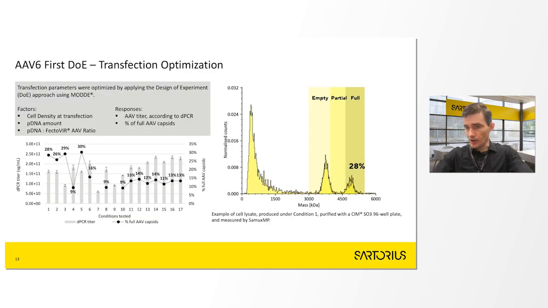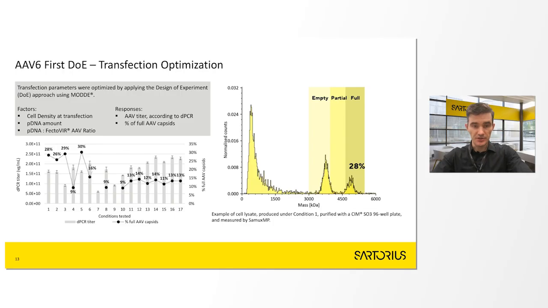After we optimized our media, we went into our first design of experiments. This was done with MODDE software, and the factors that we were looking at were cell density at transfection, plasmid amount, and ratio between plasmid and transfection reagent. The software proposed 17 experiments that we did in shake flasks, and the responses that we were looking at were AAV titer measured with dPCR and percent full measured with mass photometry.